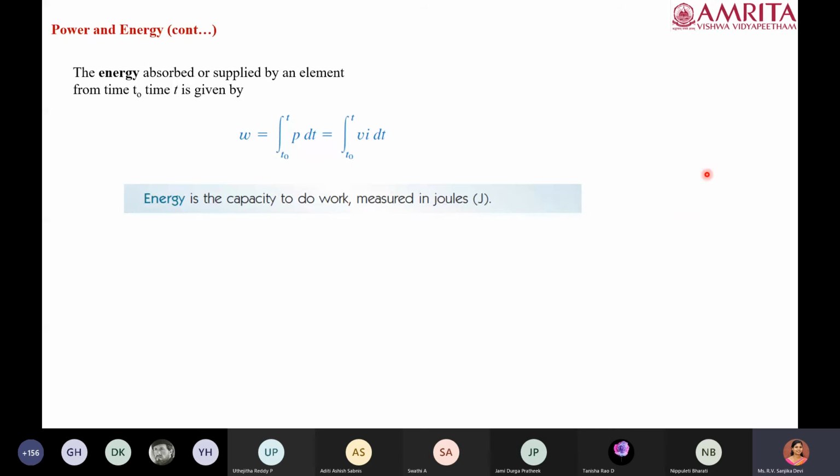Before that, we'll just touch upon energy also. Energy is nothing but, if the power is absorbed by an element over a period of time, then the power multiplied by that time gives us the energy. So the power supplied or absorbed by an element over a period of time gives us the total energy.